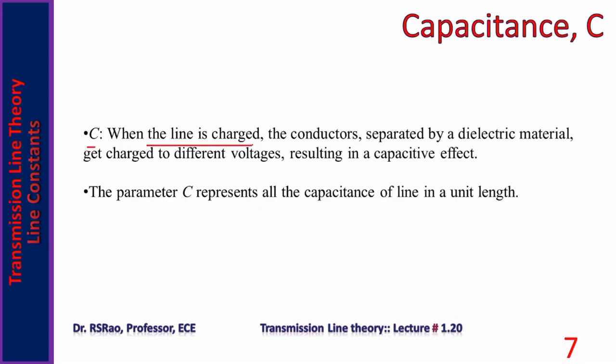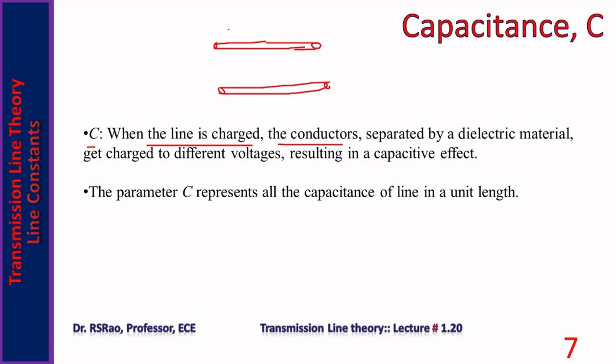See, when the line is charged, the conductors separated by dielectric material get charged to different voltages, resulting in a capacitive effect. This parameter C represents all the capacitances of line in a unit length. Before going further, let us try to have some idea regarding RLGC. Let us consider a 2-conductor transmission line. This is a line with 2 conductors. Here 2 conductors are there. Each conductor, it possesses certain amount of resistance.